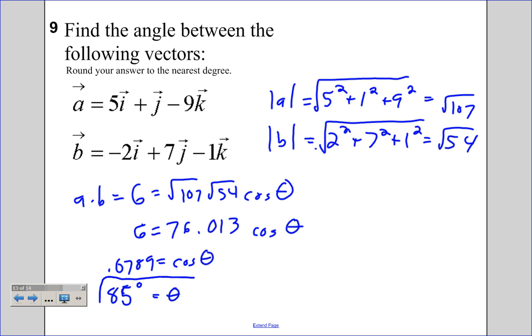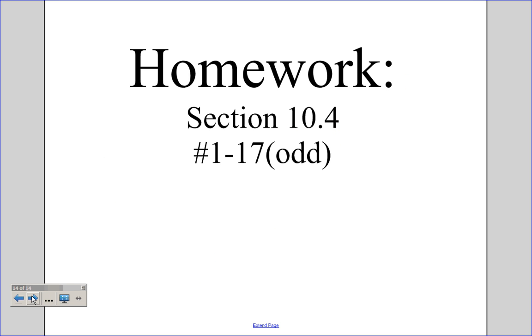Now before we even started this problem, I had a fairly good idea that this was close to 90, because our A dot B is really close to 0. Remember, if the angle is 0, A dot B would be the two magnitudes multiplied together. If it's 90, it gets closer and closer to 0. So 6 is pretty close to 0, so that was a little indication.